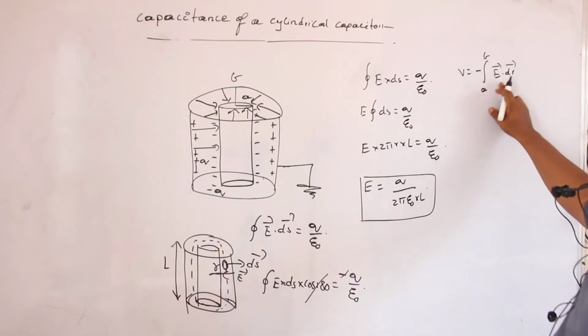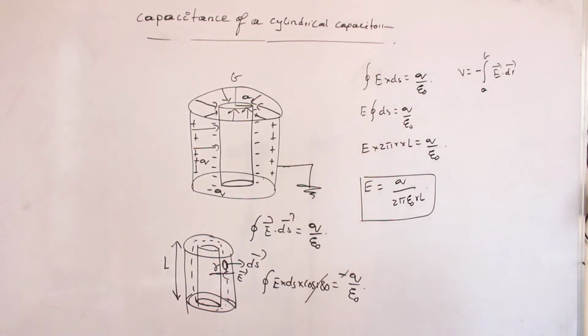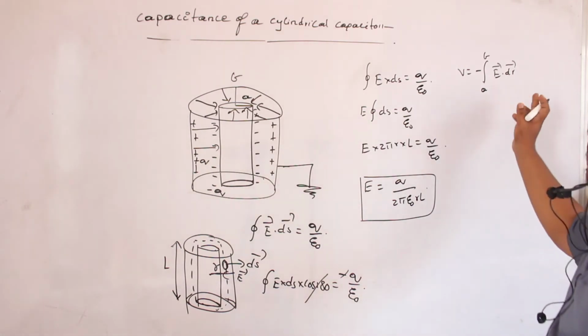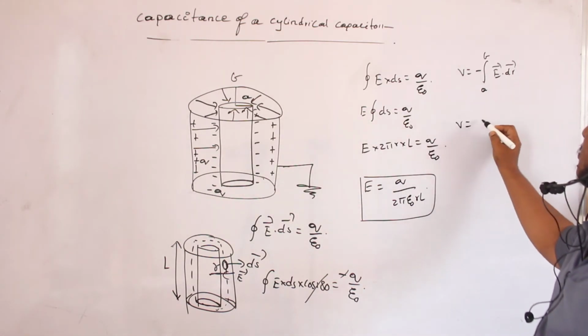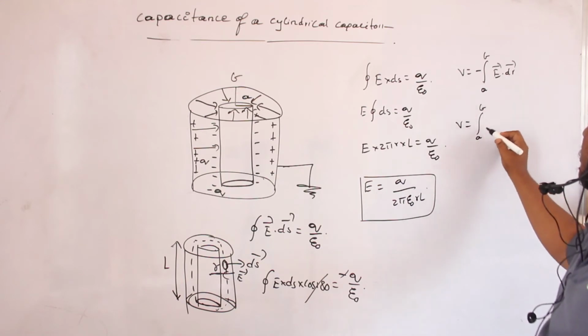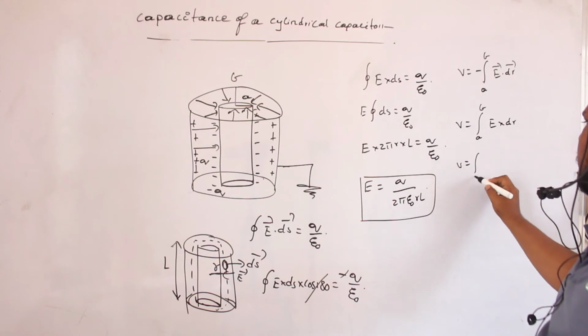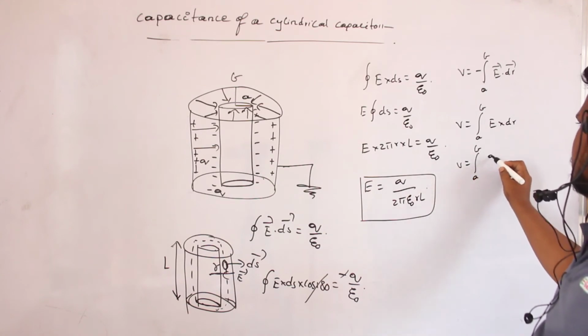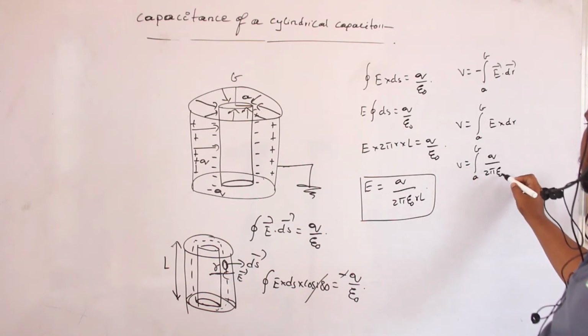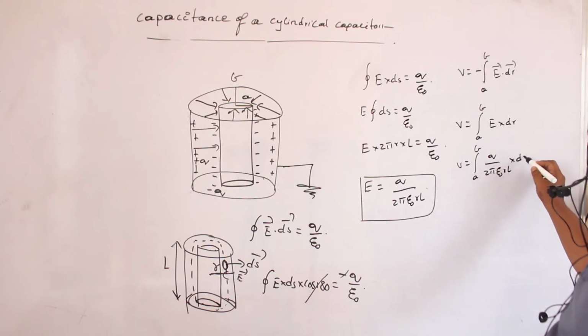So again, the angle between the electric field and dr is how much? It is 180 degrees. So cos 180 is minus 1, so the minus signs cancel. So V is equal to the integration from A to B of E dr. The E value we have already calculated. So E is how much? It is q divided by 2 pi epsilon naught r L, multiplied by dr.